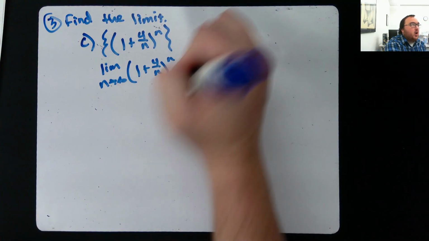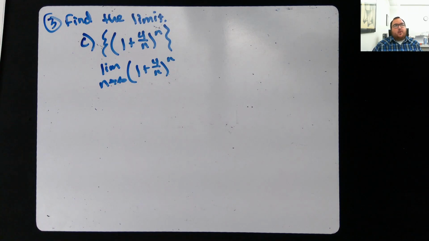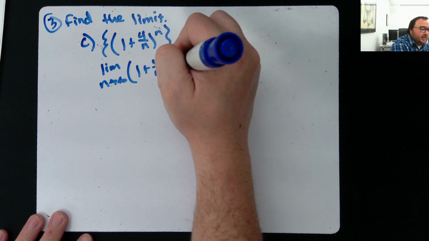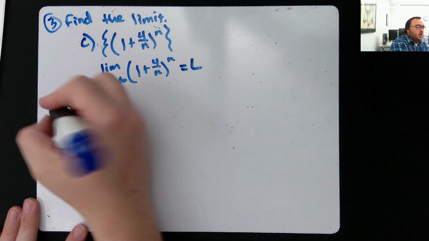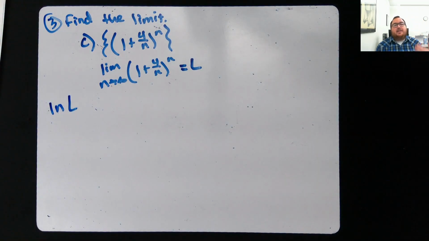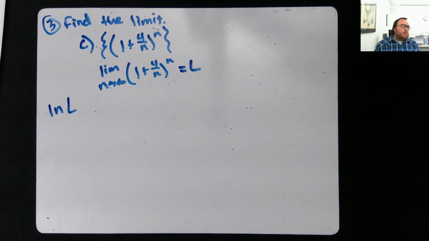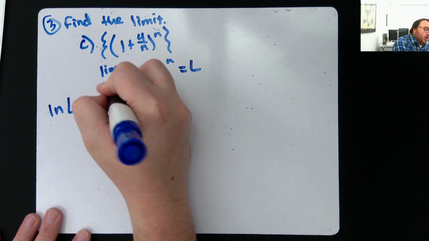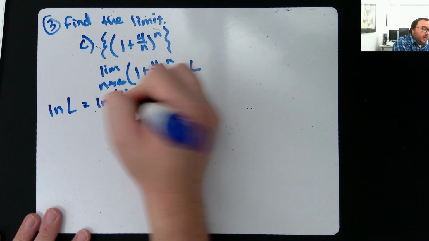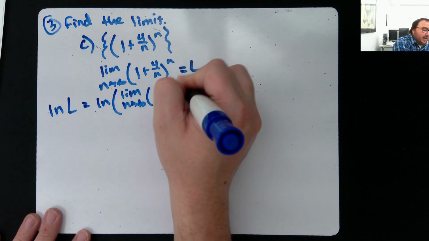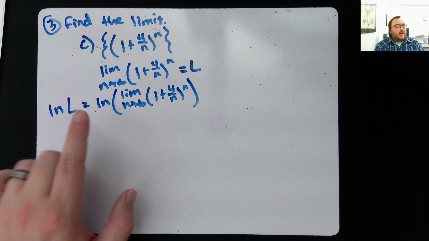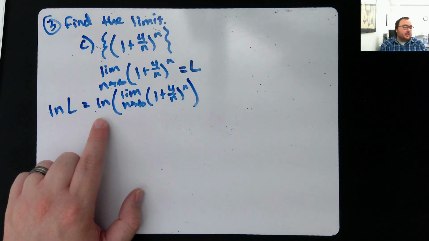So where in math have I learned of something where I can bring my power down to the front? That's in a logarithm, right? So let's set this just equal to L, and I want to find L. Let's do the natural log of L, again, because if it's in a logarithm, I can bring my power down to the front, right? So this is the natural log of the limit as n goes to infinity of (1 + 4/n)^n. Remember, since the natural log is continuous, I can switch those.